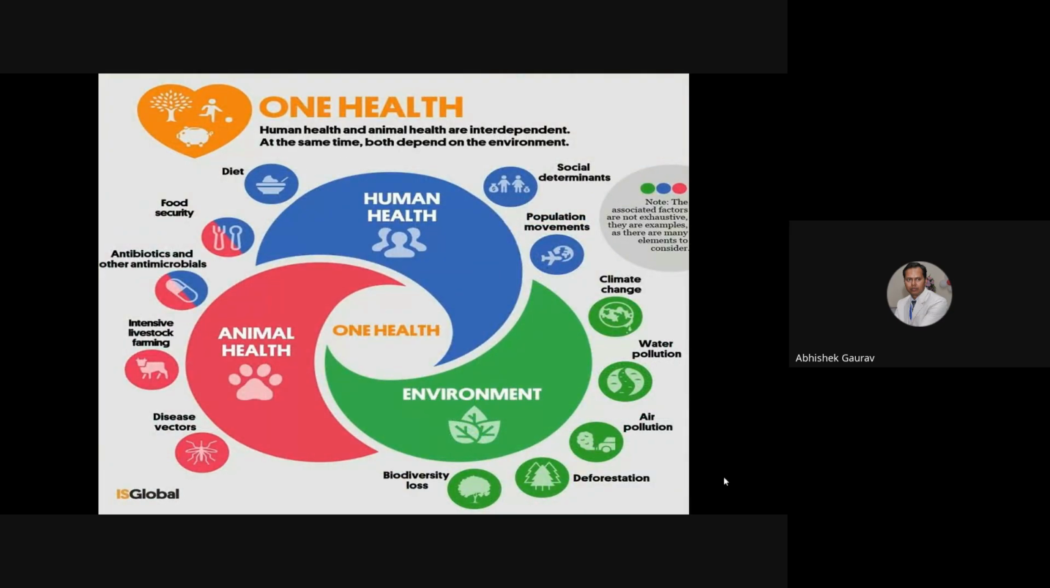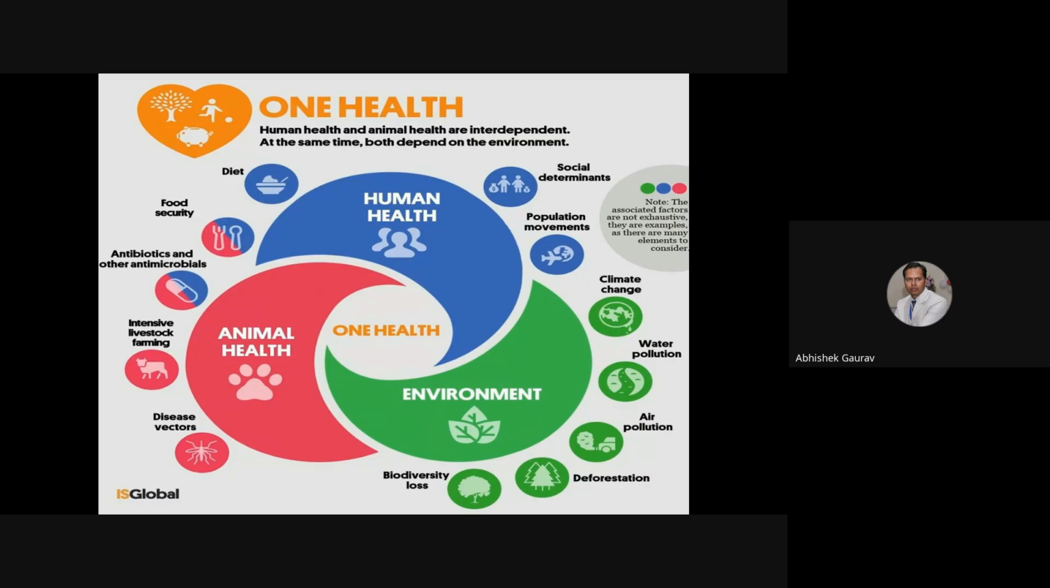So coming to the One Health, we can see that human health is dependent on the diet and food security with the environment. Also, the social determinants, the population movements, along with the environmental factors like climate change, water pollution, air pollution, deforestation, biodiversity loss. These are all the issues which are concerned with the environmental hygiene.